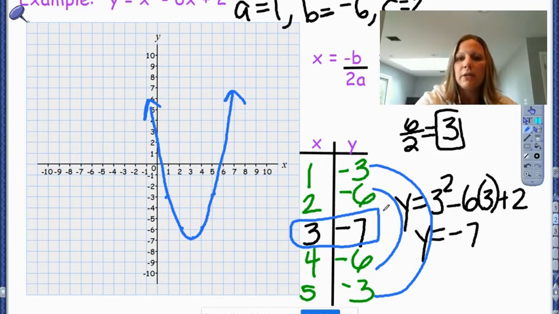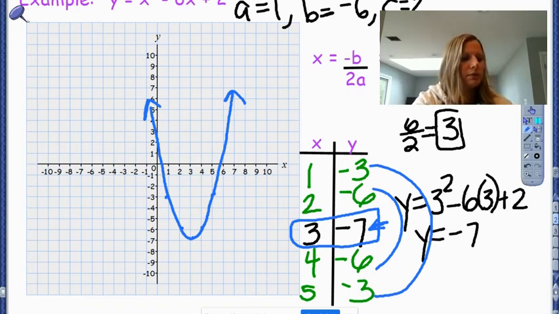So identify your vertex. You choose 2 values less than your x, 2 values greater than your x. Substitute them into your equation. And then you could get the output, your y values, so you could get your ordered pairs. And then you have your parabola from it.